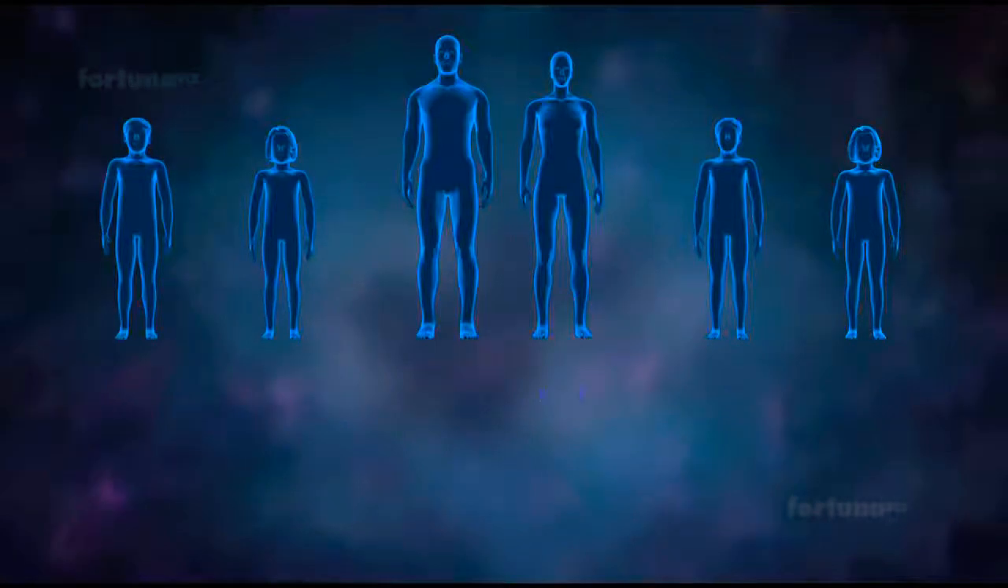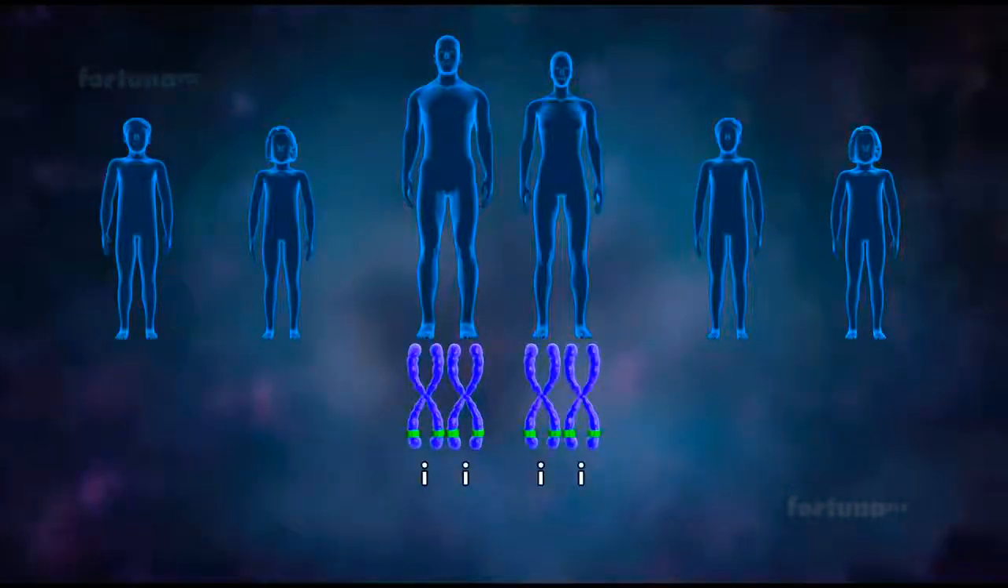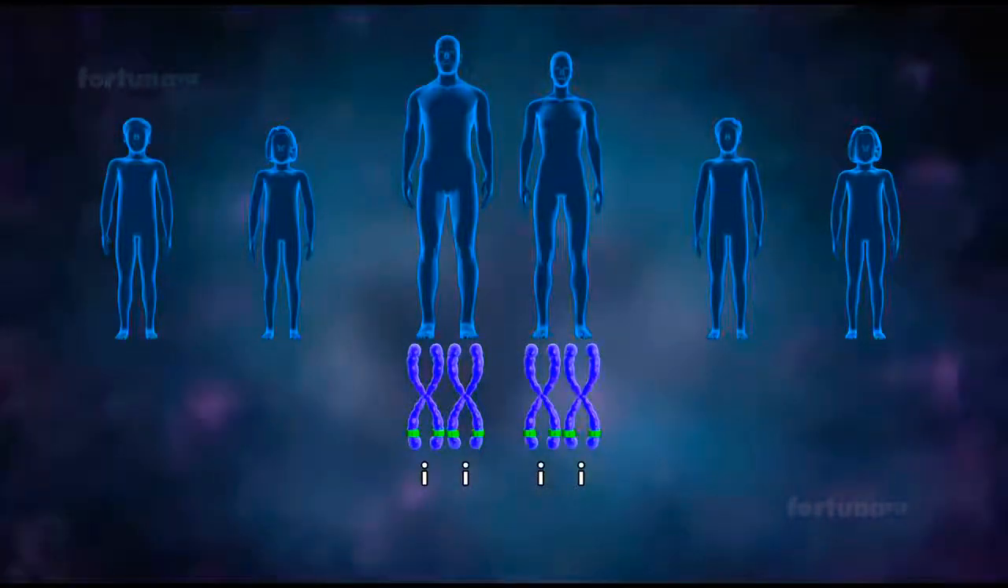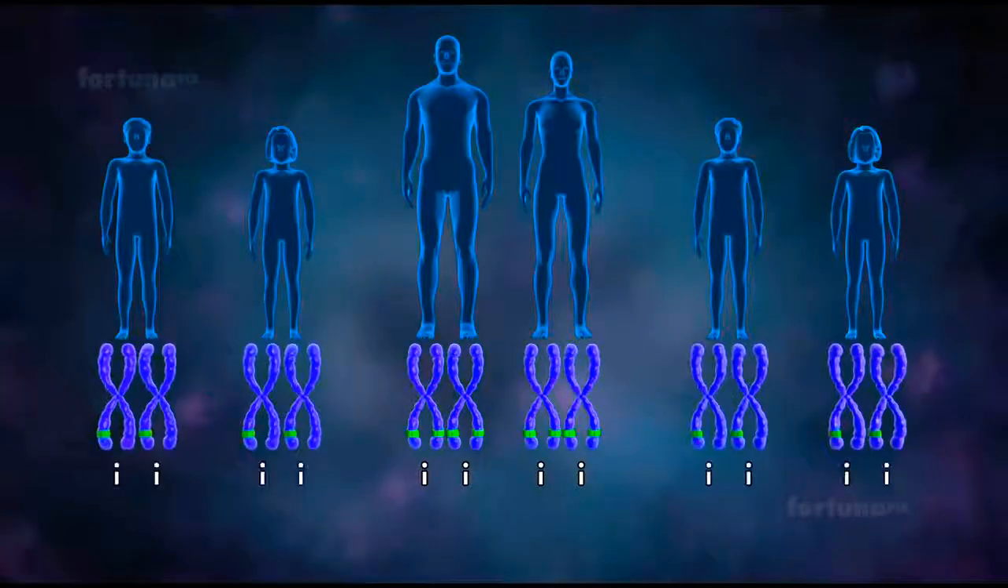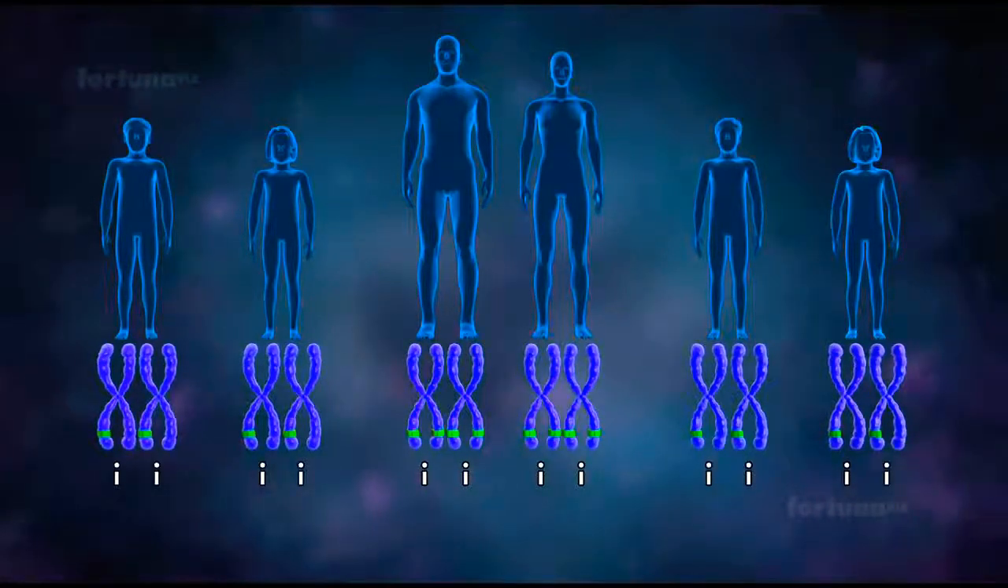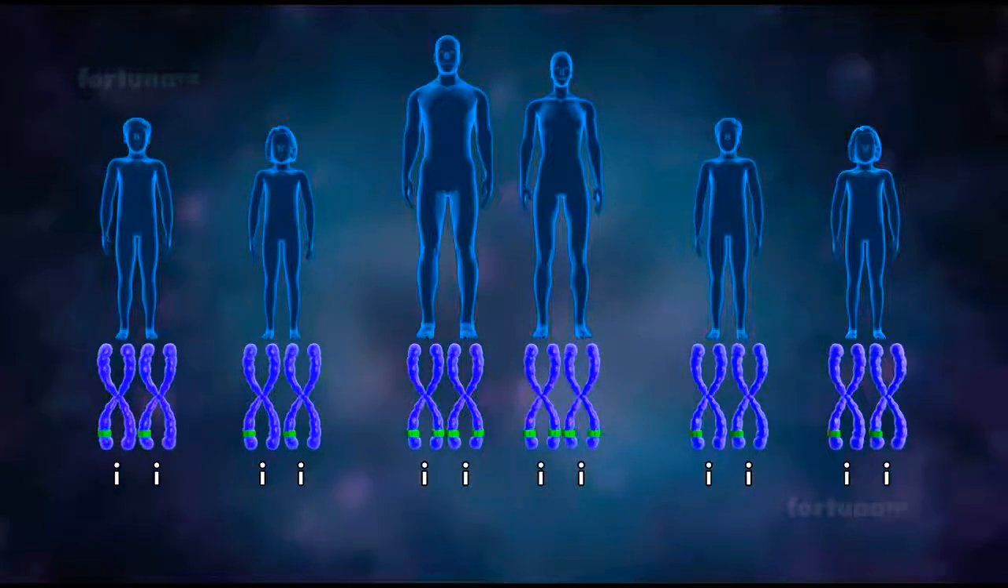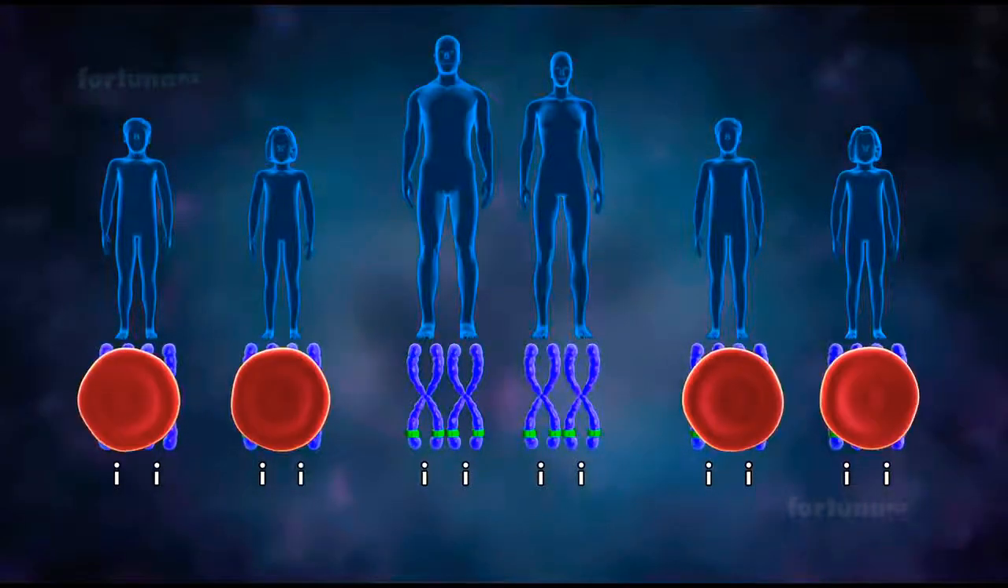If both parents have recessive alleles i, all children will inherit the recessive non-antigen producing alleles. This means the blood group of their offspring will be similar to that of their parents: O.